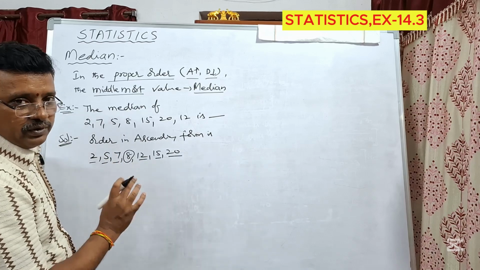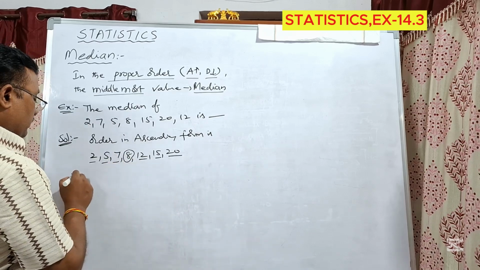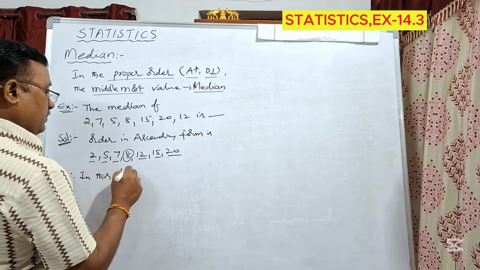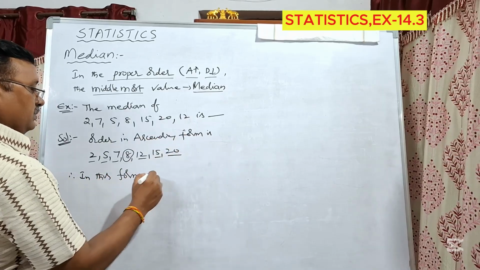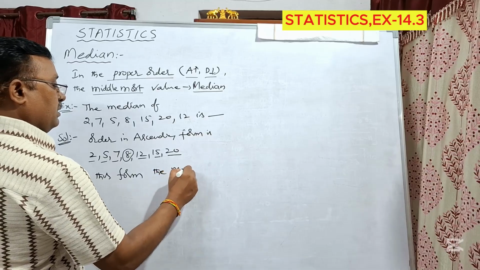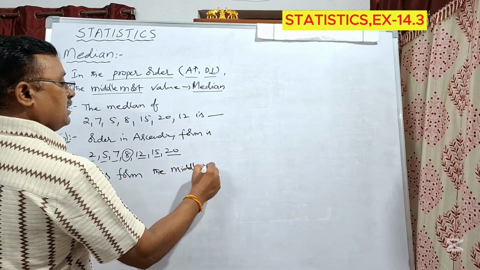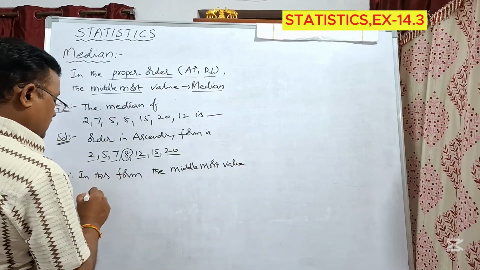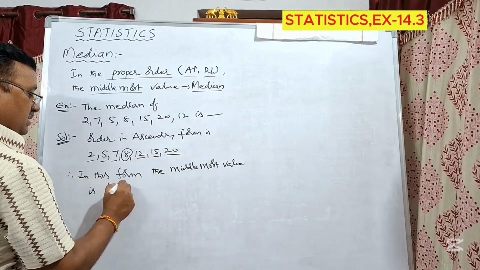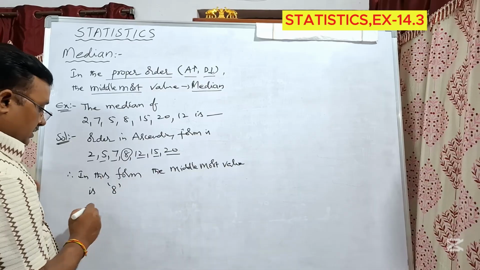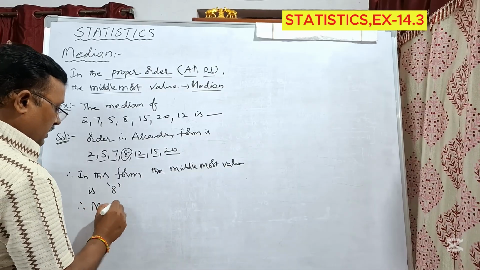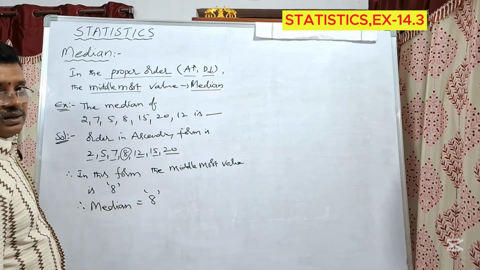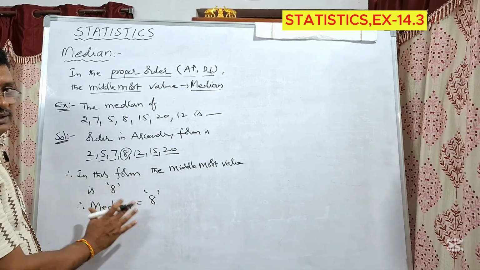This is the simple process. So in ascending order form, the middlemost value is 8. So that will become the median. Therefore median is equal to 8. That is the simple way of finding the median.